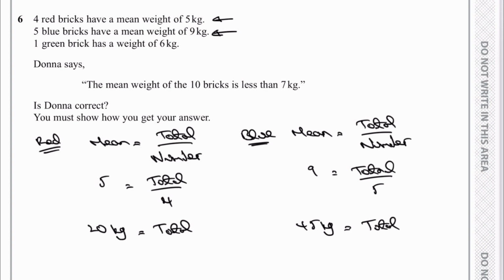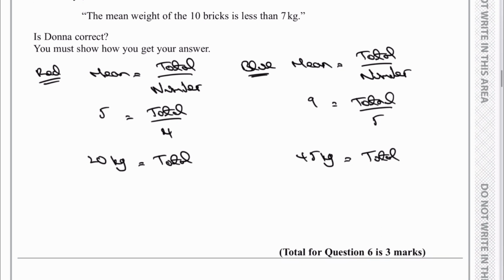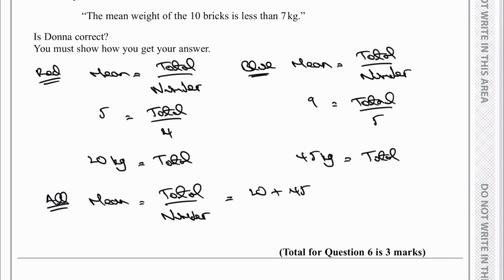Okay, and then we're left with a green brick which has a weight of 6 kilograms. So therefore we can work out the mean of all the bricks. So I'm just going to roll up a little bit there. If I look at now all the bricks, well, the mean, guess what, is equal to the total divided by the number. So that's 3 times I've written the formula. The total is going to be the total of the red bricks, which is 20, the total of the blue bricks, which is 45, the total of the green brick, which we're told is 6.